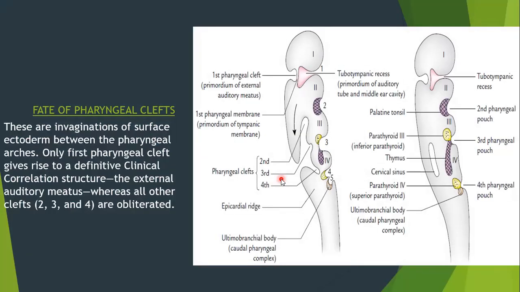Okay, now what is the fate of these pharyngeal clefts? Now, only the first pharyngeal cleft forms a structure. It usually forms the external auditory meatus. What happens to the rest? The second pharyngeal arch usually overgrows them, okay, and fuses with the epicardial ridge here, to form the cervical sinus, which is lined by ectoderm. Then as the neck grows, the cervical sinus is obliterated, and that's how the second, third, and fourth pharyngeal clefts are obliterated as well.